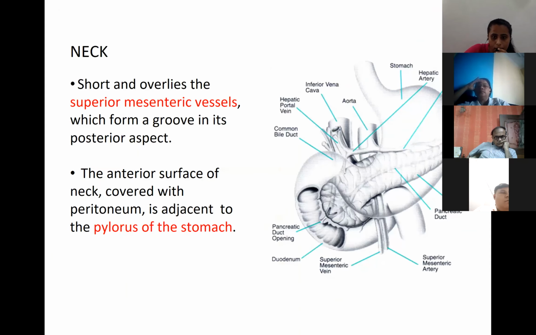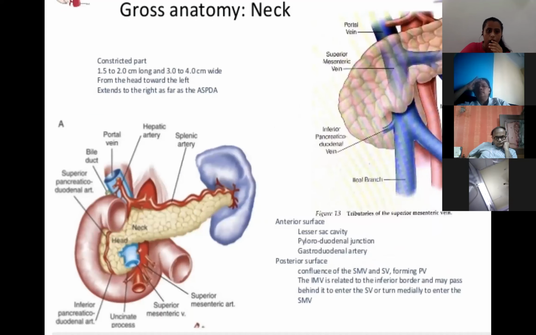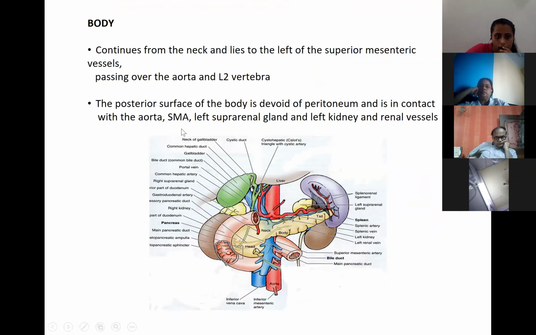Then comes the neck. It is short and overlies the superior mesenteric vessels, which form a groove on its posterior aspect. The anterior surface is covered by the peritoneum adjacent to the pylorus of the stomach. These are the relations. As you can see, the body continues from the neck and lies to the left of the superior mesenteric vessels, and it also passes over the aorta and L2 vertebra.